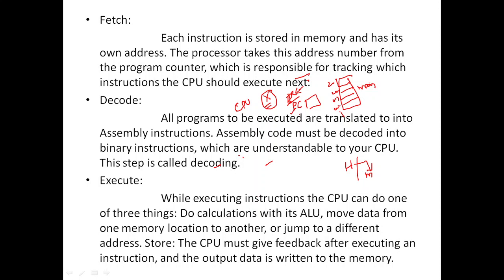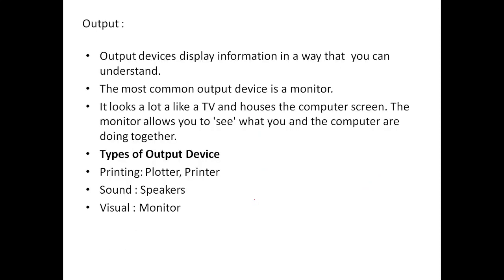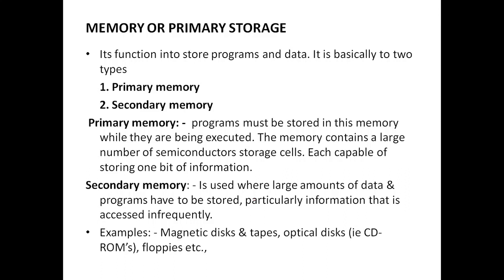If that executing involves some arithmetic and logical operations, we'll send it to the ALU, and then the final result will be displayed on the screen. So this is the first important part, that is the CPU. Next are input devices and output devices, as we have already seen. And next comes the memory. Memory is very important, in order to store the programs and data, we call it memory.